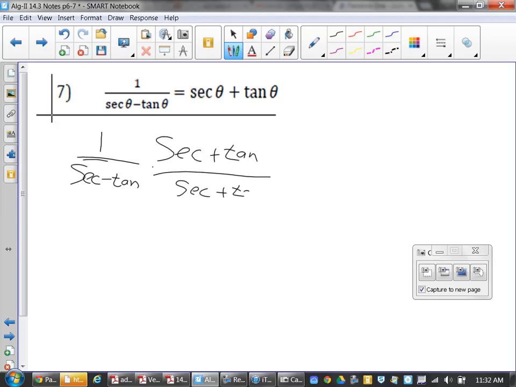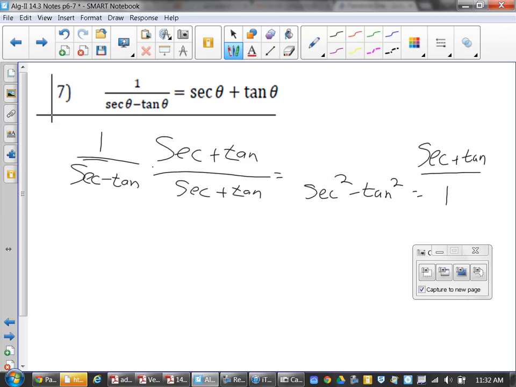I feel like 7 was super easy. And then from here, the denominator becomes secant squared minus tangent squared. The Pythagorean identity says 1 plus tangent squared is secant squared, so 1 equals secant squared minus tangent squared. So this equals 1, and you're left with secant plus tangent.